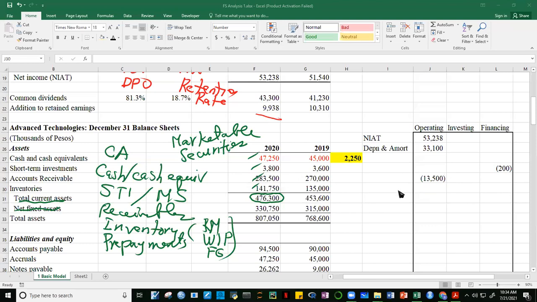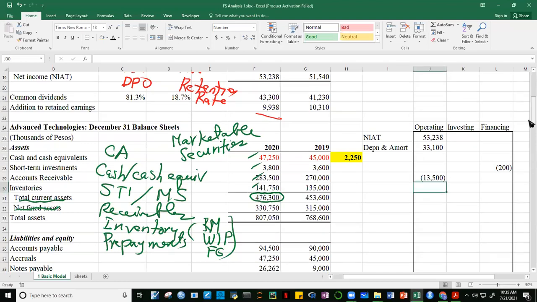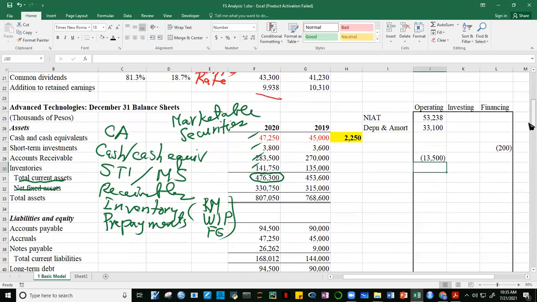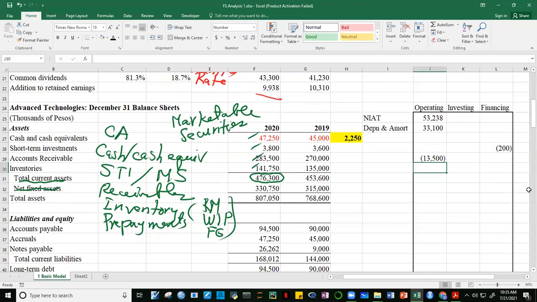Next, inventory. Saan yan? Operating, investing, financing. Inventories, ha? Saan ba ginagamit yung inventories? Operating po, sir. Yes, correct. From 135, naging 141. Increase or decrease? Increase, 6,750. Question, use of cash or source of cash? Use of cash. Bakit? Sir, tumaas because we invested more sa inventories.